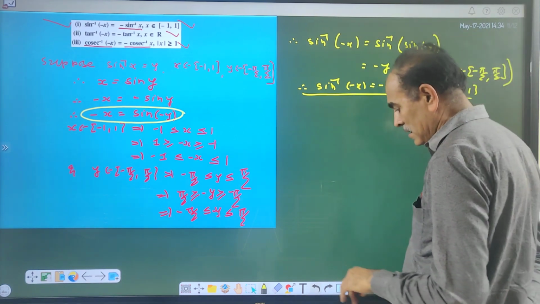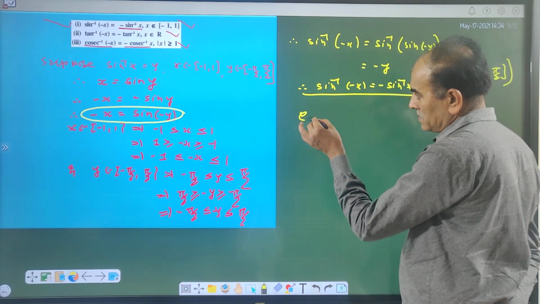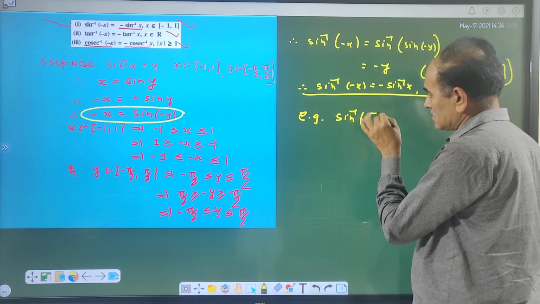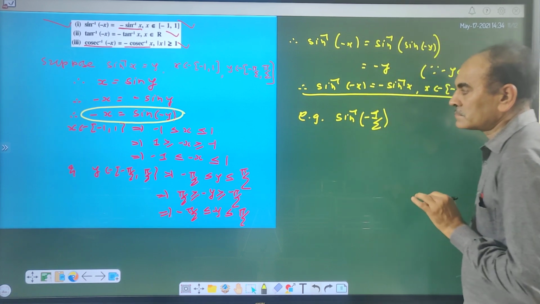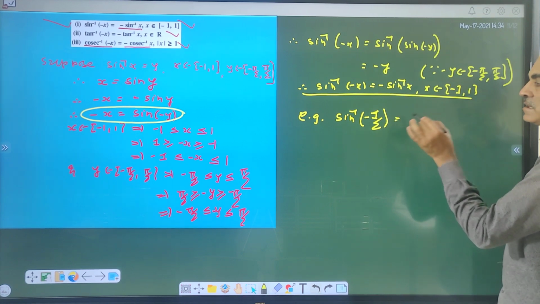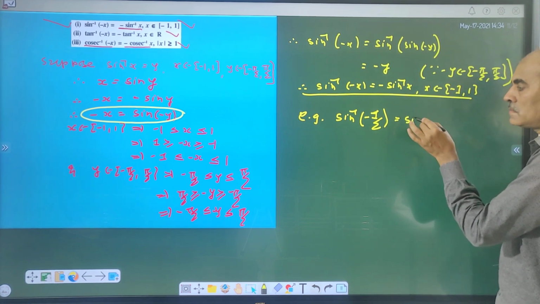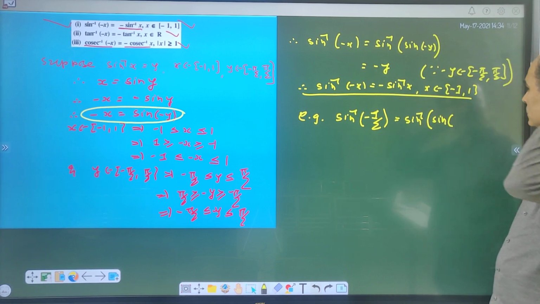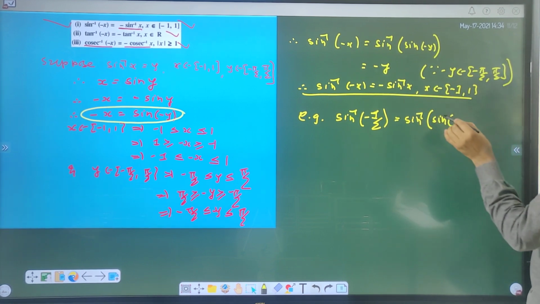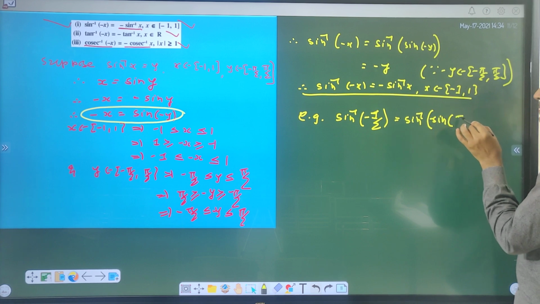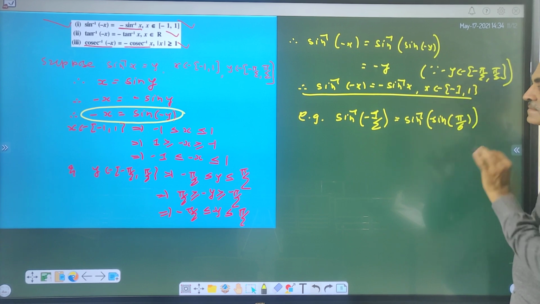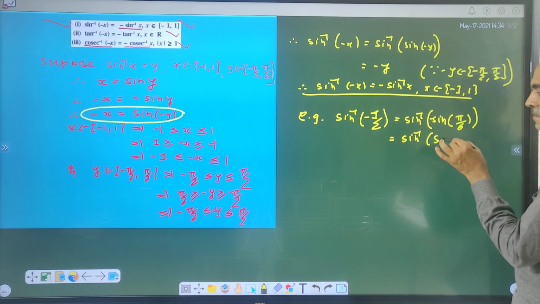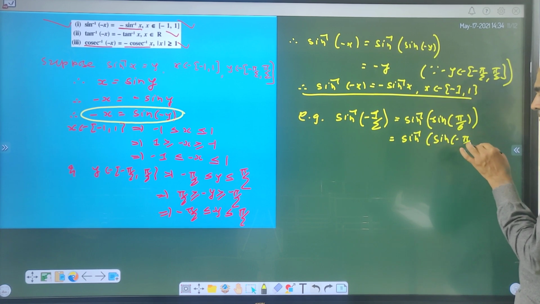Suppose we wish to find the value of sine inverse of minus half. One way it is true. How? Sine inverse of minus sine pi by 6, so that is equal to sine inverse of sine of minus pi by 6.